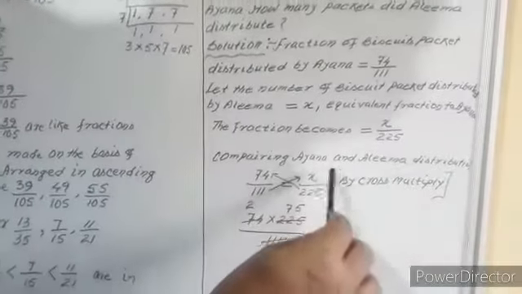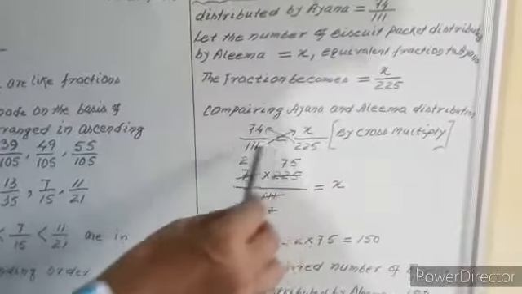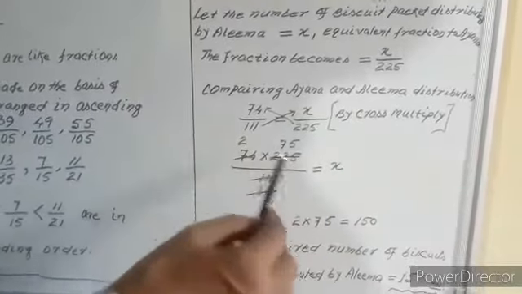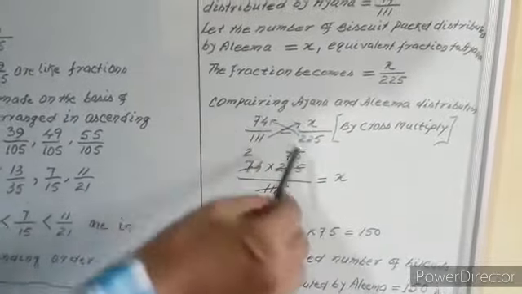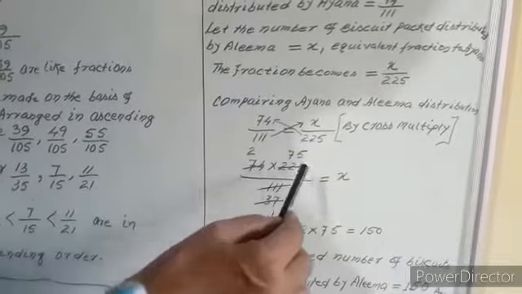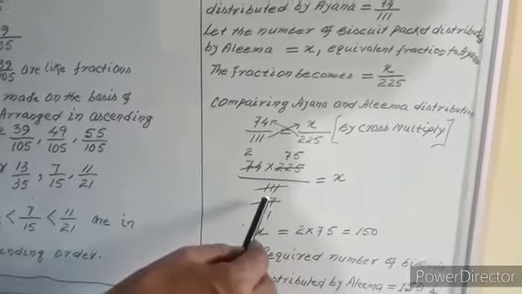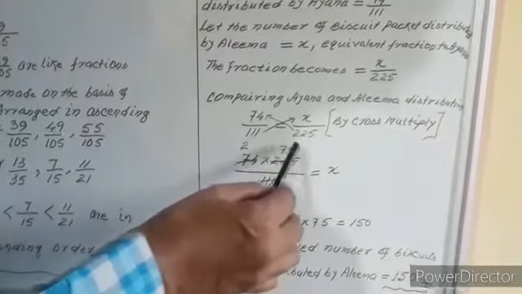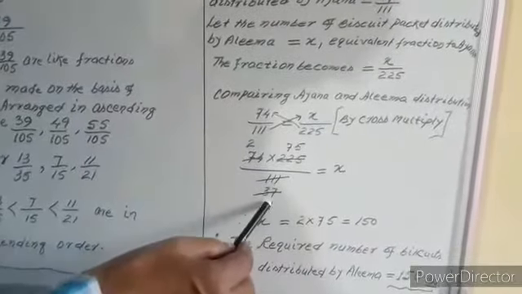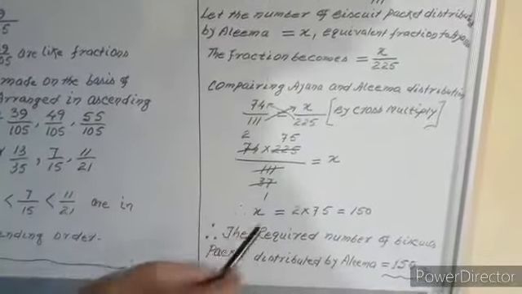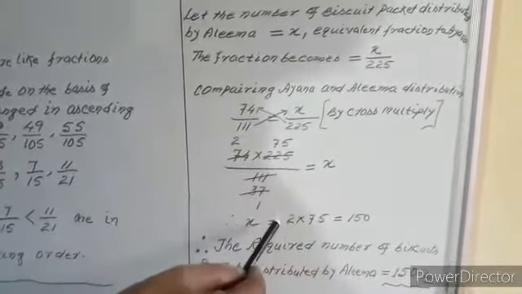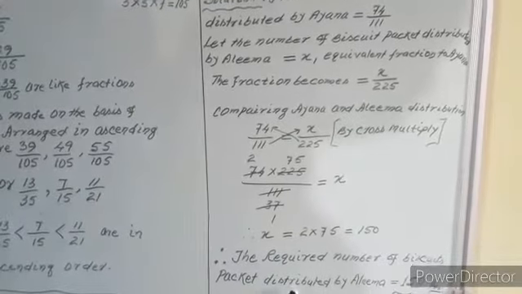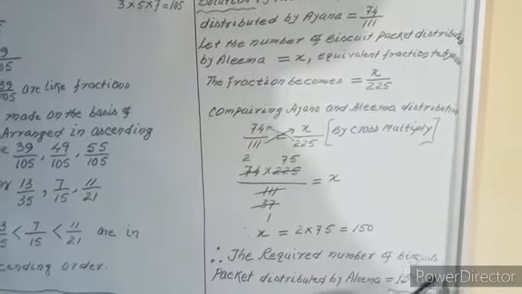So out of that she has also distributed equivalent to Ayana. Comparing Ayana and Alima's distribution, we go by cross multiplication in order to compare them. So after comparing, we'll come to know. By cross multiplication we have determined 74 into 225, and these are being cancelled by 3. I have cancelled this: 3 threes are 9, 3 sevens are 21, 3 times 75 is 225, and 222 is going to cancel your 74 two times. That is X. So 75 into 2 we got 150. So the required number of biscuit packets distributed by Alima was 150.